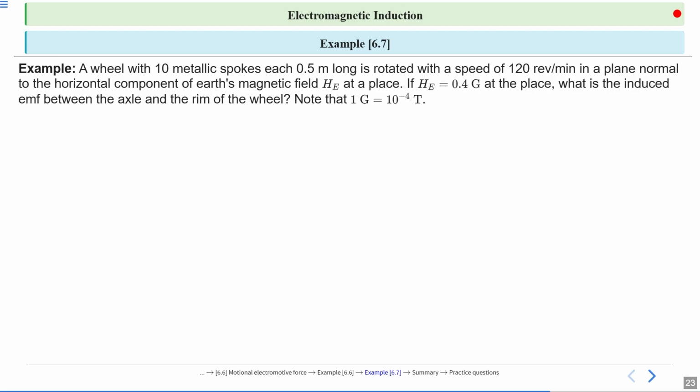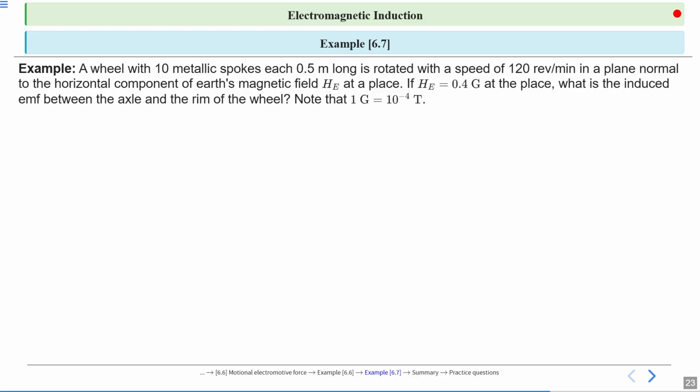This problem is similar to the previous problem. Okay, but now there are 10 metallic spokes. But you can see all the metallic spokes, one end of the metallic spokes are connected to the center at the axial. Okay, and the other end of all the spokes are connected to the rim of the wheel. So they are connected in parallel. Their ends are connected to a common point. So they are connected in parallel.